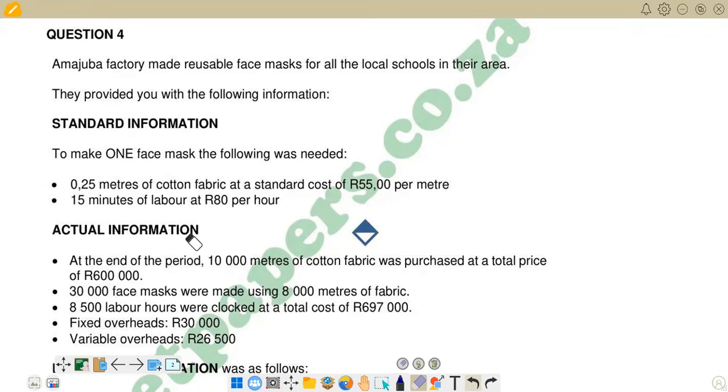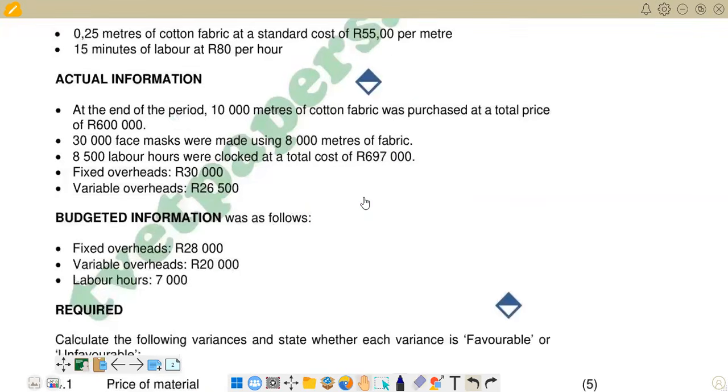Then we are given actual information. So take note of the section for standard information and for actual. Here now we are on actual. At the end of the period, 10,000 meters of cotton fabric was purchased at a total price of 600,000. 30,000 face masks were made using 8,000 meters of fabric. Then 8,500 labor hours were clocked at a total cost of 697,000 rands. Then we've got a fixed cost of 10,000 rands, and variable overheads of 26,500.